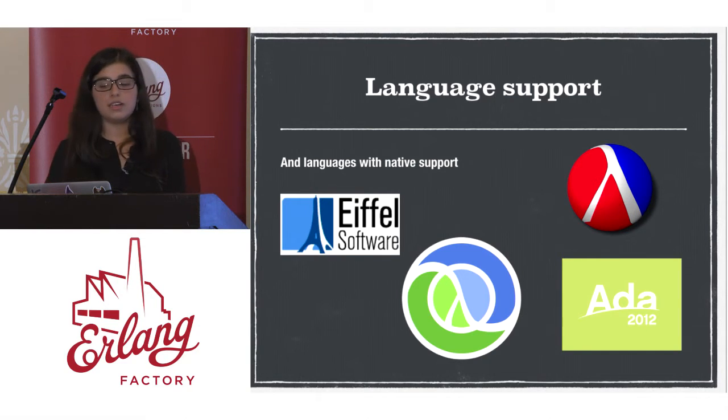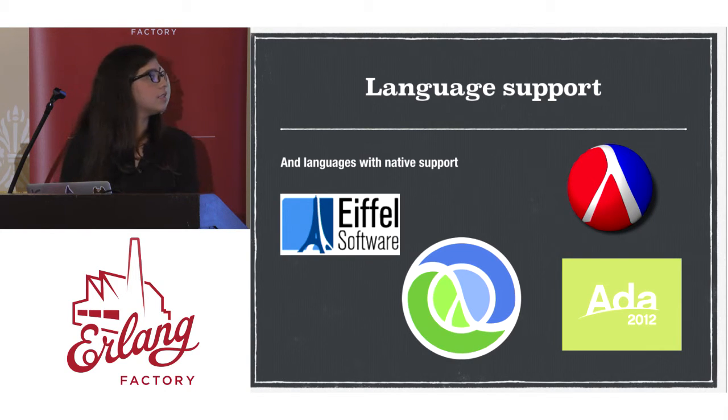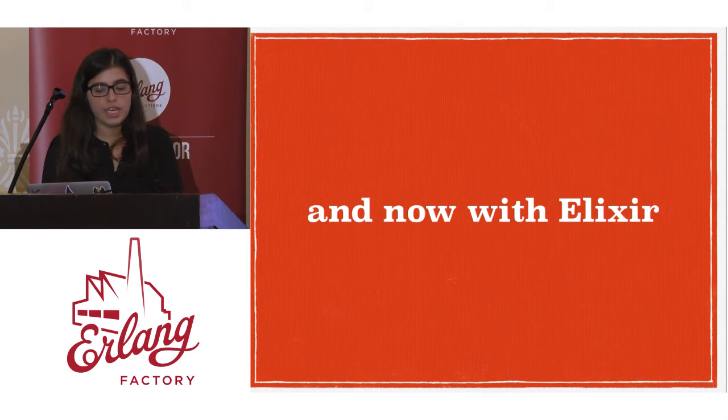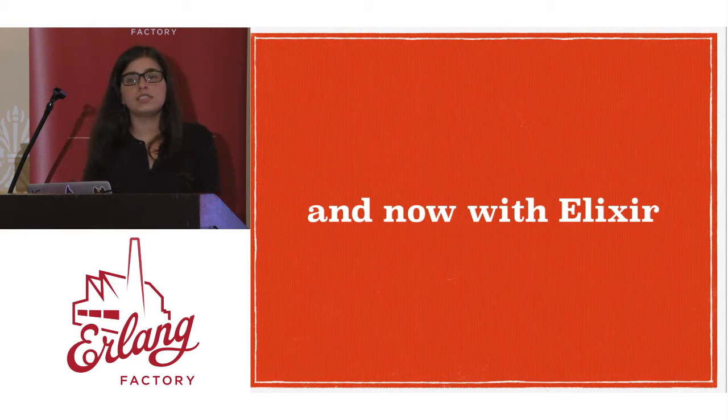I've given some examples in Eiffel's version, because when they were writing the Eiffel language, they were the ones that started using and coined the design by contract term, and in fact, they are the ones that have the trademark of design by contract. So how can we do this? We can achieve something similar in Elixir.